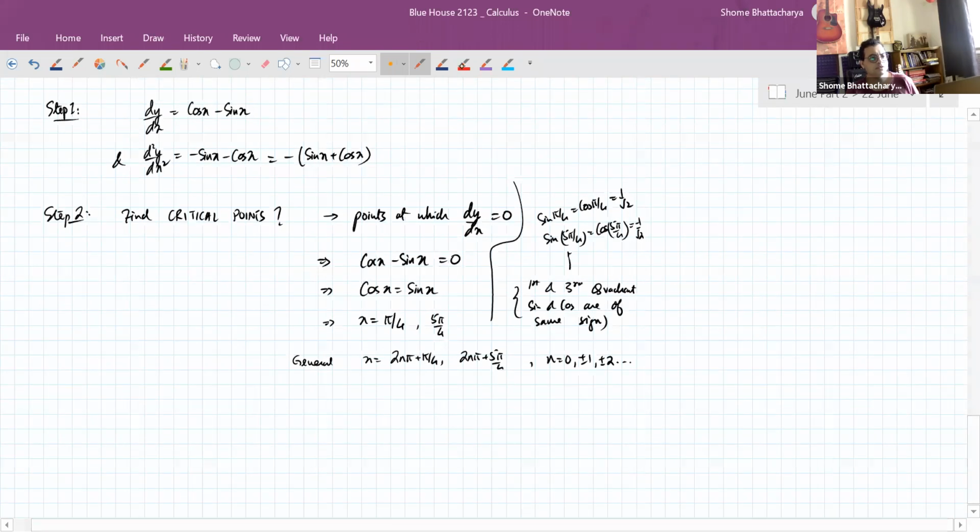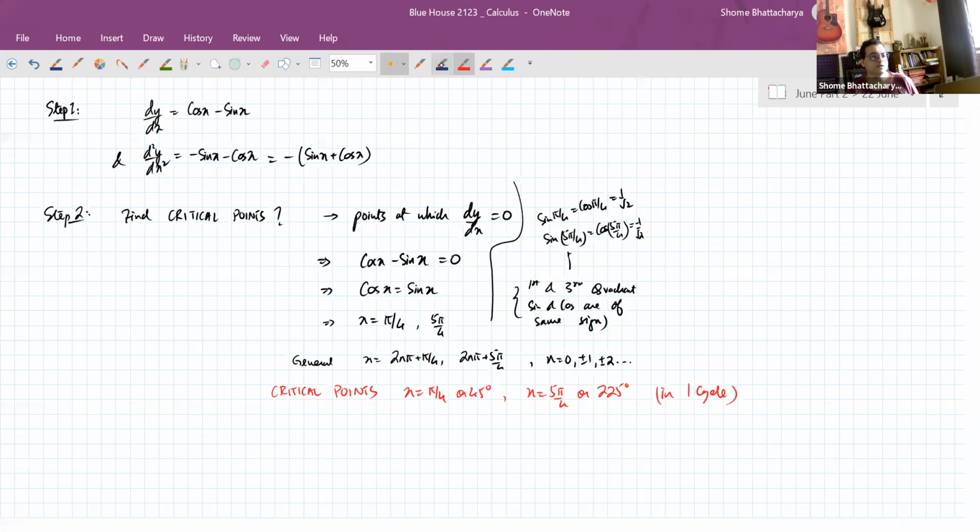So our critical points are x equal to pi by 4 or 45 degrees and x equal to 5 pi by 4 or 225 degrees in one cycle. In one fundamental cycle. Of course, there are repeated values. I'm not getting into that again. Okay, now step 3, we need to do the second derivative test.